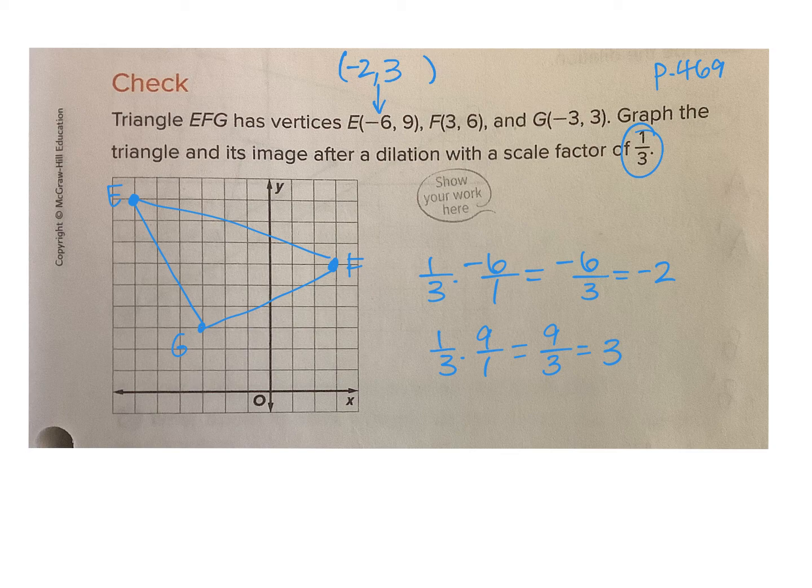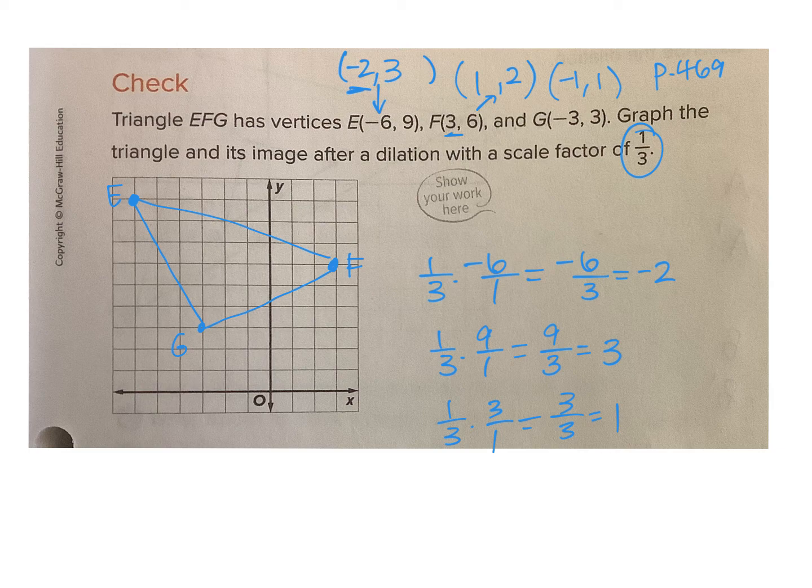Now, the nice thing is, I already know the 6 because I did it over here. So that's just going to be a 2 here. If I want to do a third of 3, I'll do a third times 3, or 3 over 1, which is 3 over 3, which is the same as 1. Okay, so now I already know this back here is going to be -1 and 1. So I will quickly plot those for you guys.